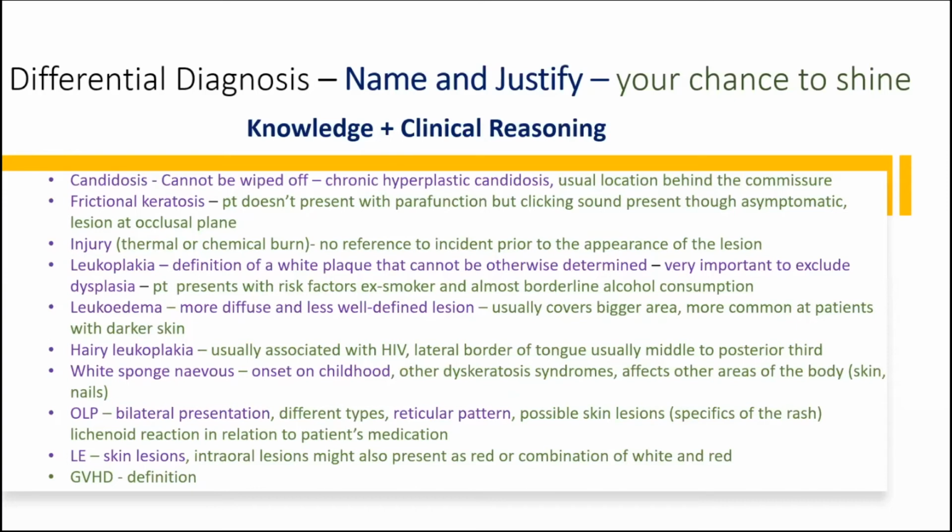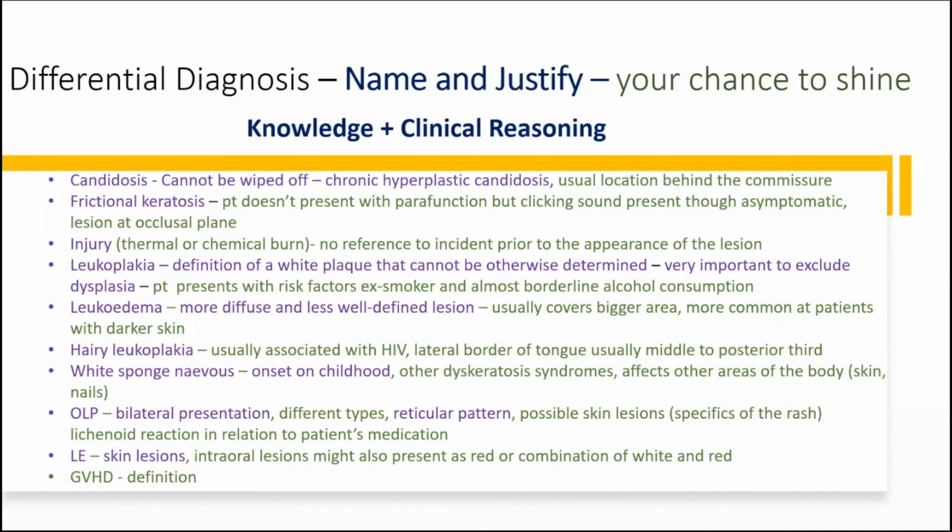Leukoplakia, give the definition of leukoplakia: a white plaque that cannot be otherwise determined. Very, very important to exclude dysplasia. And in this case, you can argue that the patient presents with risk factors. He is an ex-smoker. He only has quit for 2 years and he's smoked for many, many years. And as a rule of thumb, to get away from the effect of smoking from your body, you need to be smoke-free for as many years as you smoked, okay? And almost borderline alcohol consumption.